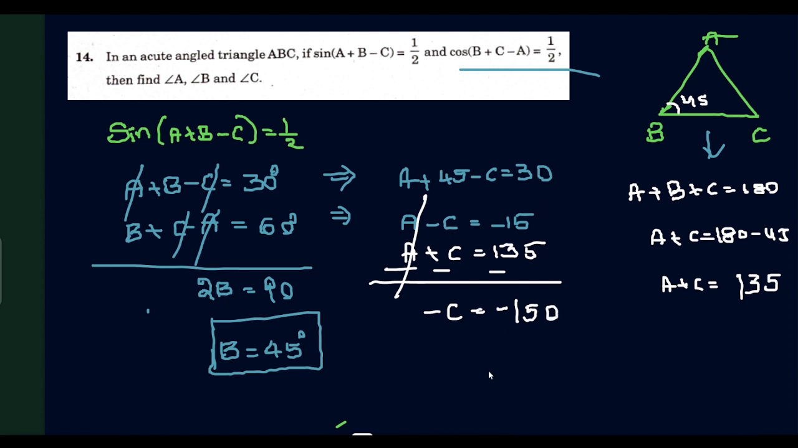Okay, isn't it 150? Yes. So the minus here gets cancelled. C is 2C. So 2C is 150, but C is 75. You substitute 75 here. Okay.